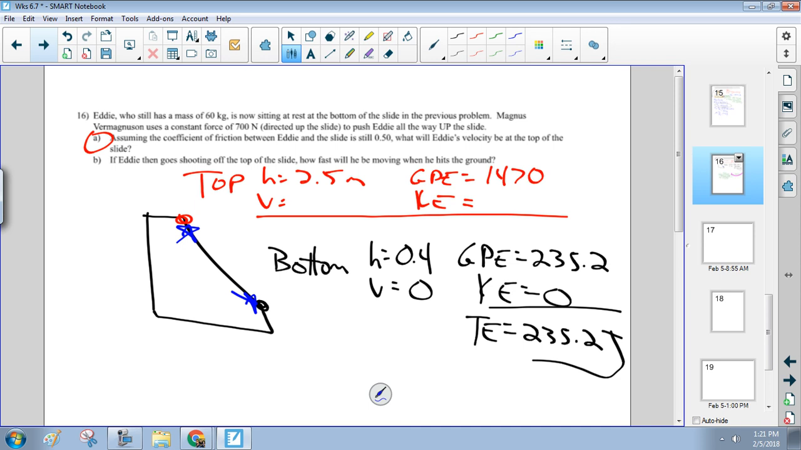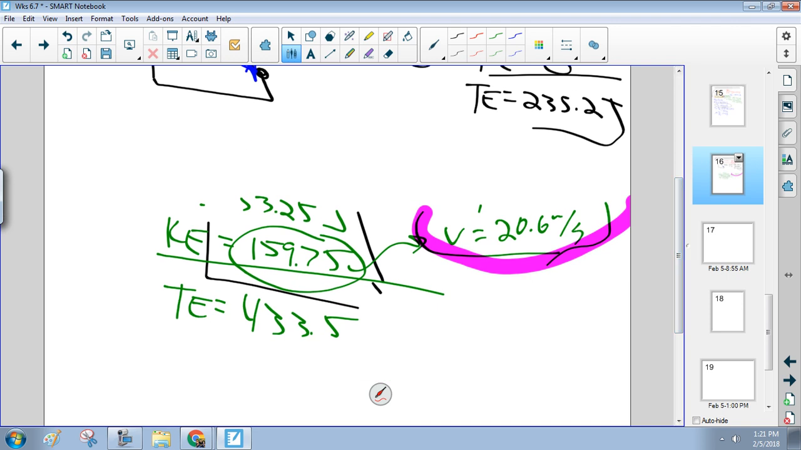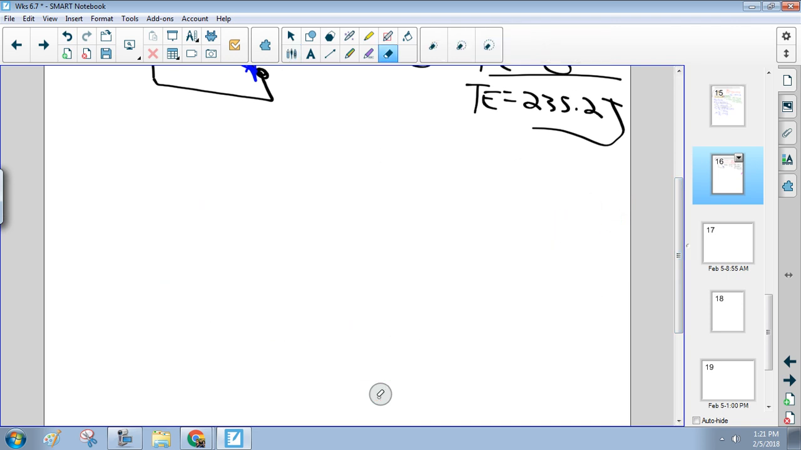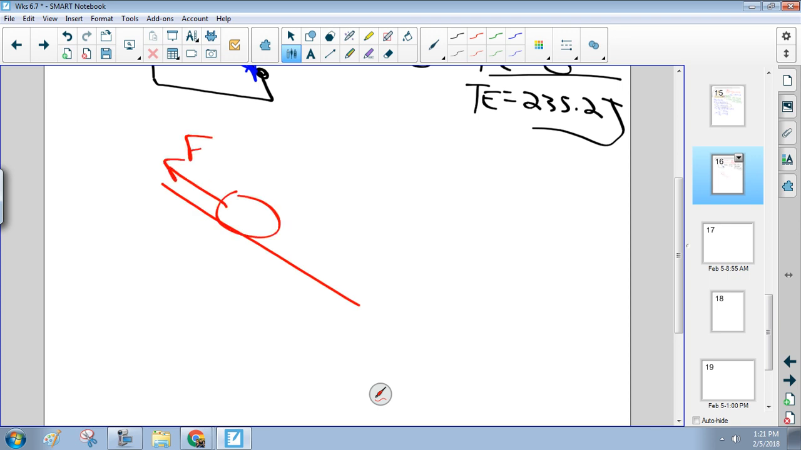All right, so let's see if we can figure out what's going on. So once you get stuck, your question should be, what do I know about my total energy? So is the total energy at the top the same as it was at the bottom? No, because there are non-conservative forces doing work, right? So let's identify those non-conservative forces. So as he goes up the slide, there are two forces. There's the force from Magnus Ver Magnusson, and there's the force of friction.